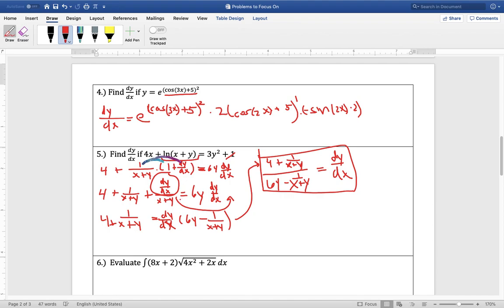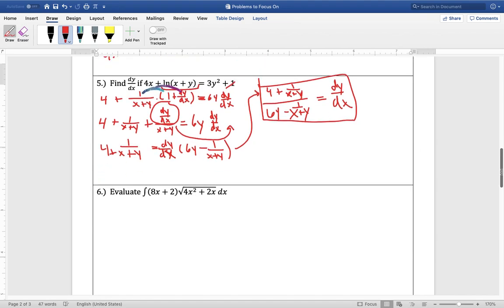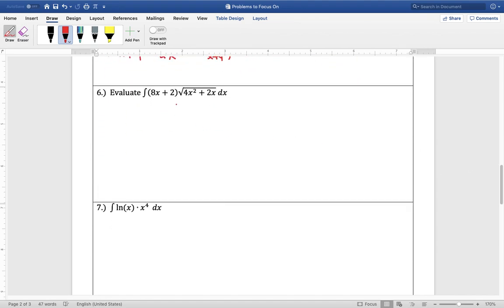Okay, that leaves us with a couple more problems I made up here. This is an integration question involving something that is underneath a radical. So anytime you see this, this is going to be u substitution. It's something we worked on right at the end, the last thing we did. So you're going to let u equal the 4x squared plus 2x. Anything that's underneath the radical is going to be the u.